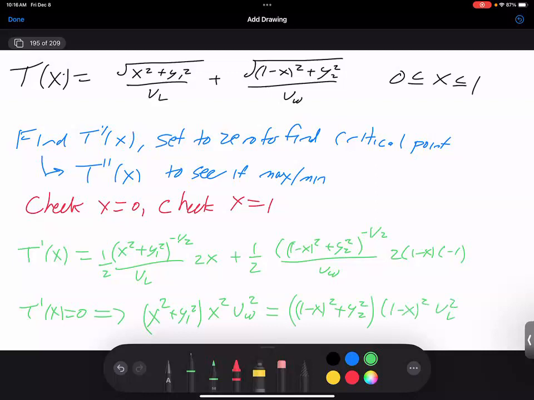If I've done everything correctly, I might have made an algebra mistake. But I've got a minus sign over here. I want this equal to 0. I bring this over to the other side. The 1/2 cancels, the 2s cancel. I square both sides. I clear the denominators.